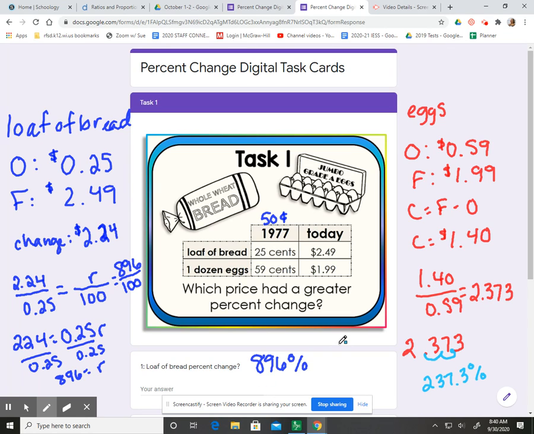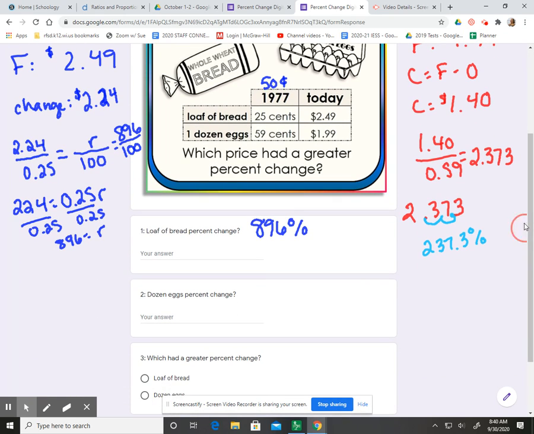That would be the percent change for the eggs. So which had a greater percent change? Well, the loaf of bread did. So we would select that one and move on.